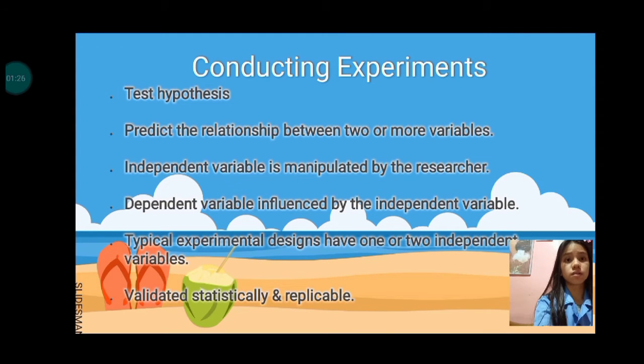Conducting experiments. Test a hypothesis, predicting the relationship between two or more variables. The independent variable is manipulated by the researcher. The dependent variable is influenced by the independent variable. Typical experimental designs have one or two independent variables, validated statistically and replicable.